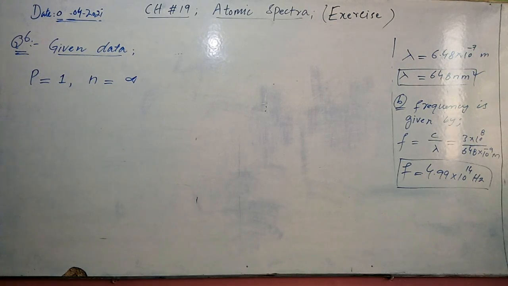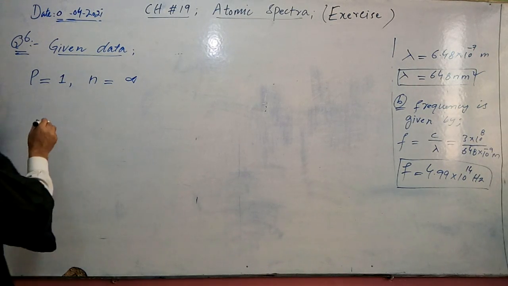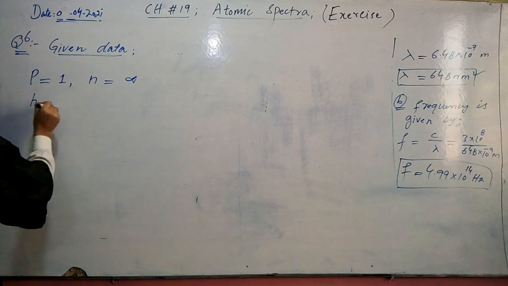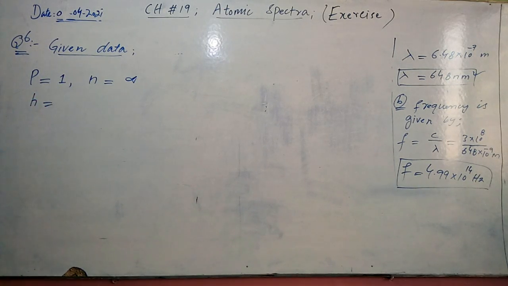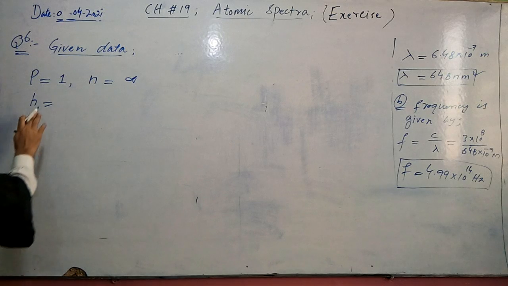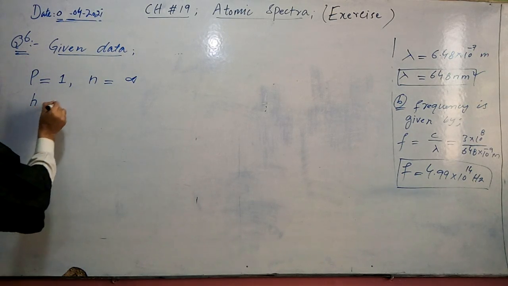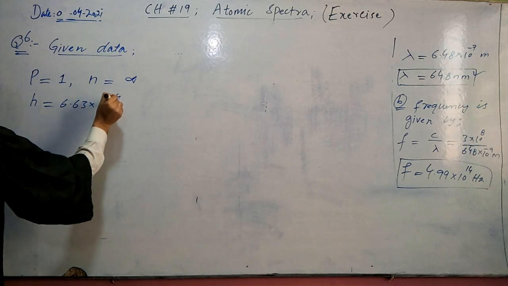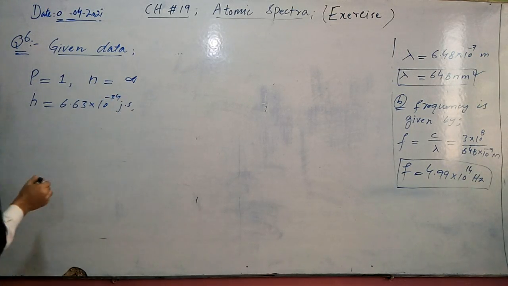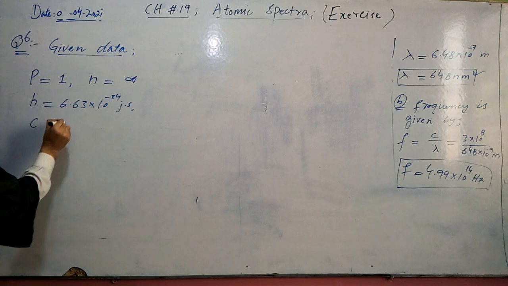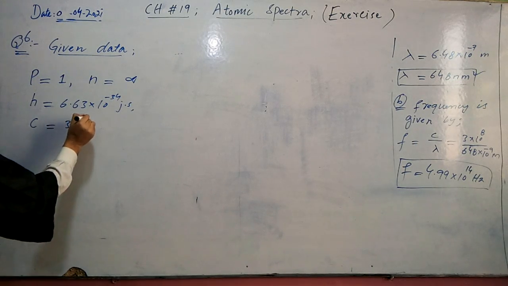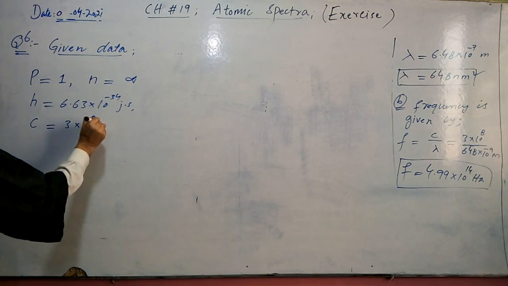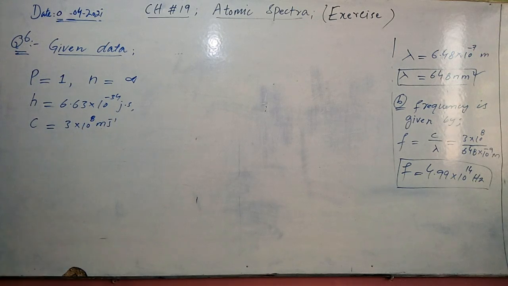Similarly, Planck's constant and velocity of light will be used here, these two constants. So h is equal to 6.63 multiplied by 10 power minus 34 joule second, and speed of light is represented by c. It is equal to 3 multiplied by 10 power 8 meter per second. Now these two are constants and these are given.